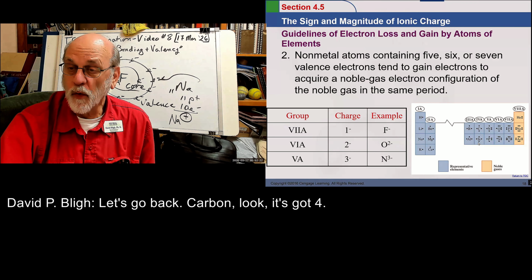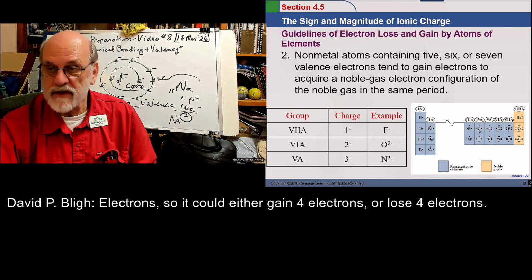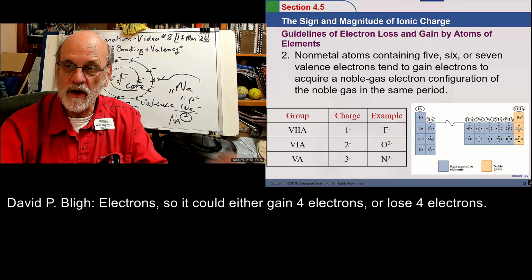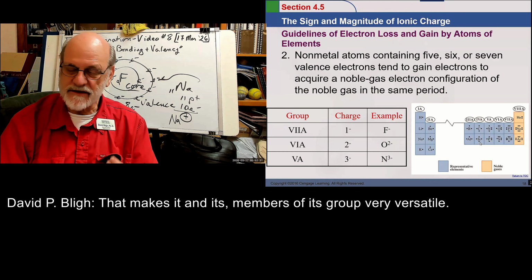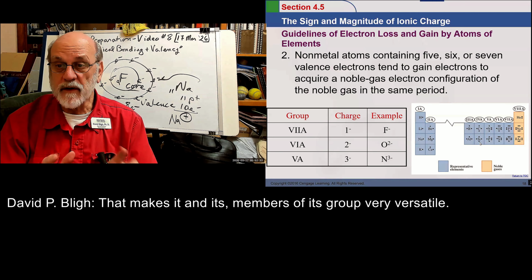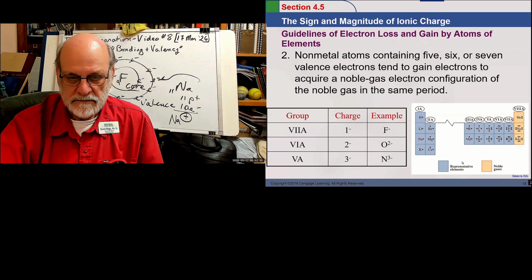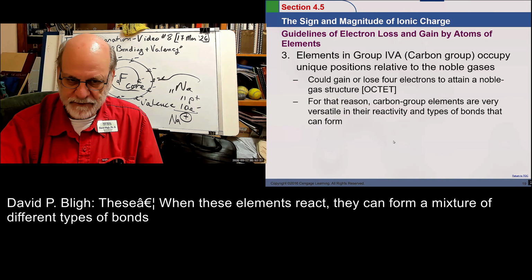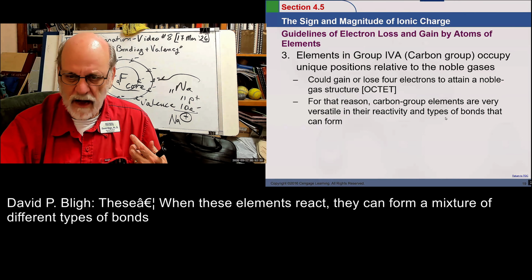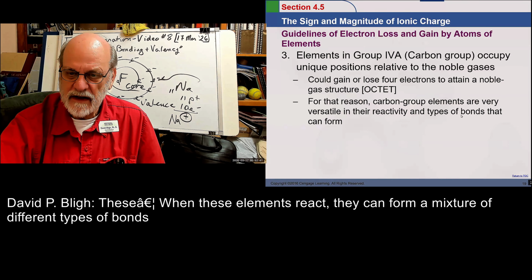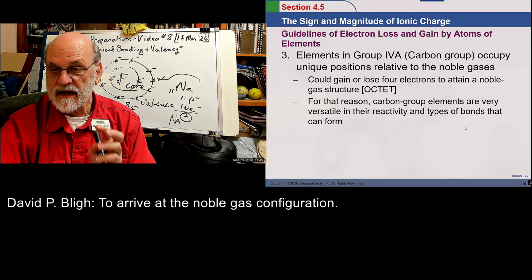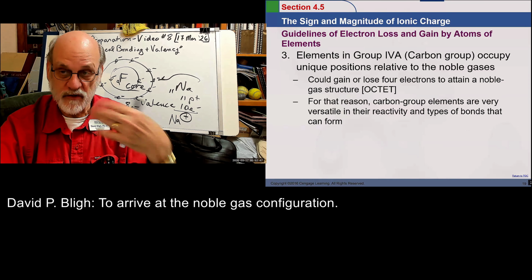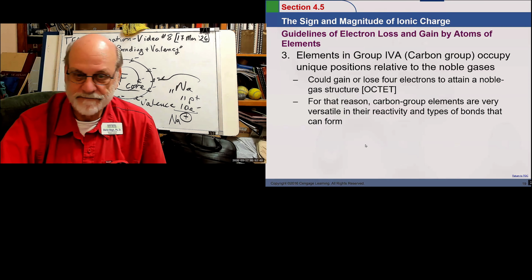The carbon group is different. Let's go back. Carbon, look, it's got 4 electrons, so it could either gain 4 electrons or lose 4 electrons. That makes it and the members of its group very versatile. When these elements react, they can form a mixture of different types of bonds to arrive at their noble gas configuration.